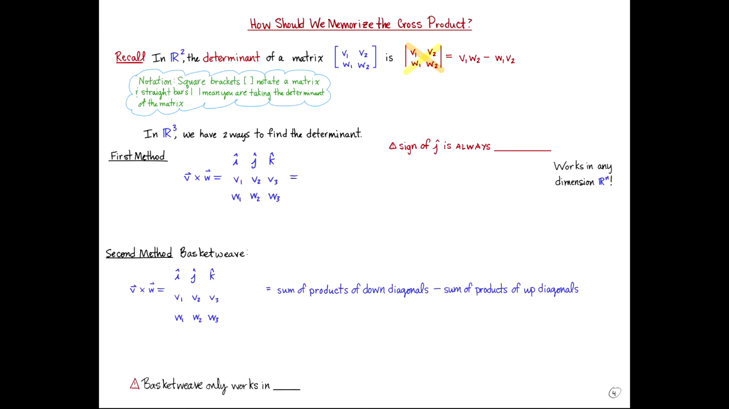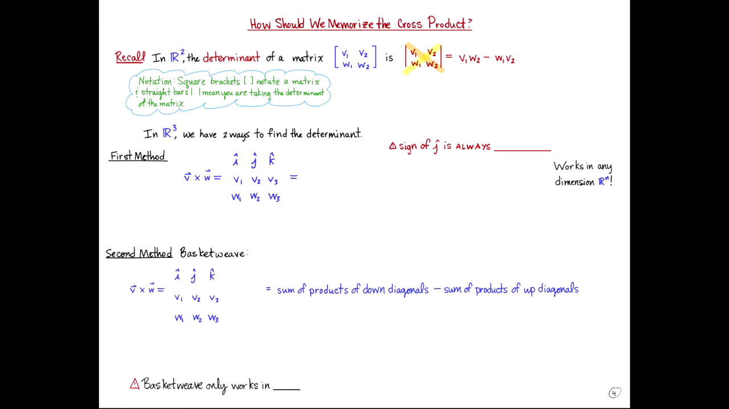A quick word on notation. Square brackets mean that we're talking about the matrix itself. The straight bars mean you're taking the determinant of the matrix. It's an operation you're performing on the matrix, just like when you're dealing with vectors, you have V cross W or V dot W. In scalars, we talk about addition and subtraction. Same thing for matrices. Whenever you see those straight bars, that means that you should take the determinant of that matrix. In R3, we have two different ways that we can find the determinant.